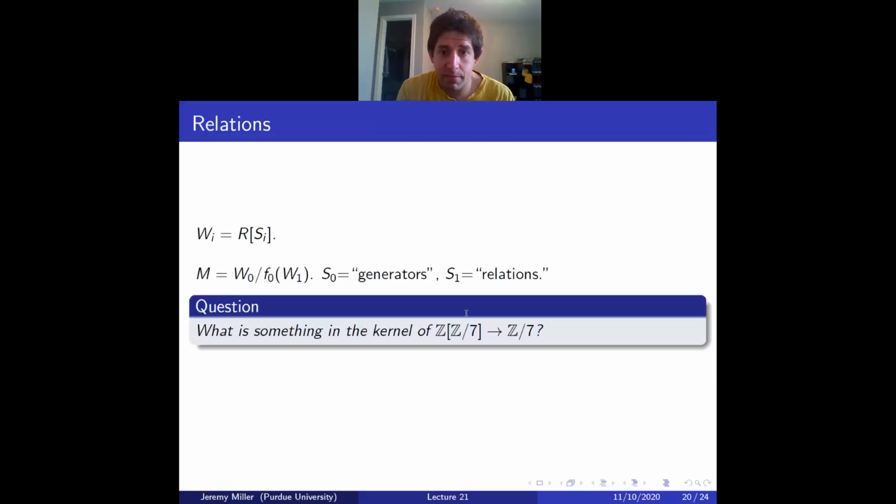What's an example of a relation? Like what's in the kernel of the free abelian group on Z mod 7 mapping to Z mod 7? Oh, just a quick fact that probably all of you have known, but some of you may have forgotten: abelian groups are the same thing as Z modules. So if I'm switching back and forth between modules and abelian groups, I'm just viewing abelian groups as an example of our modules.